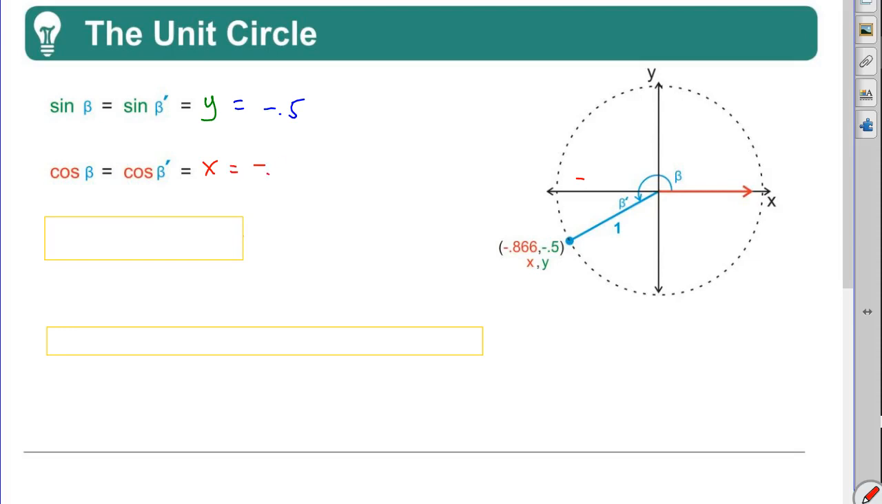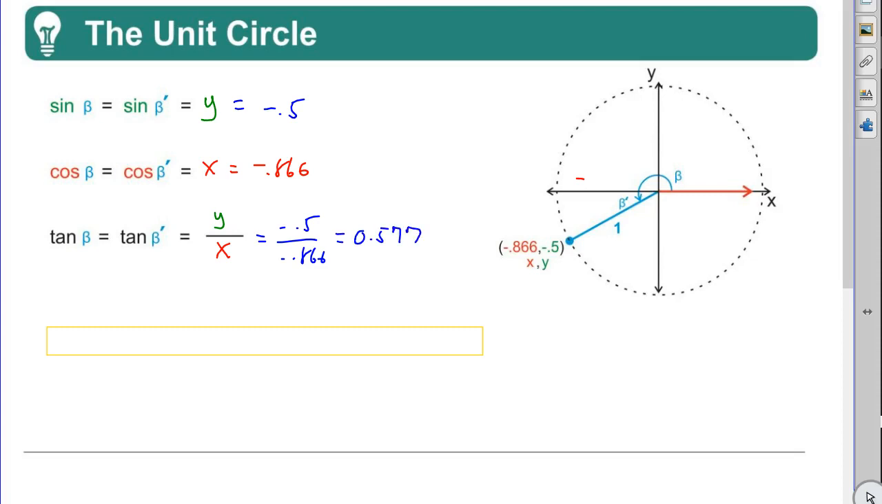And so what's the cosine? Negative 0.866. If we're going to do the tangent, so again, tangent of beta equals tangent of the reference angle, beta prime. And it's going to be the opposite, which is y, over the adjacent, which is x. So it's just y over x. So you're just going to do negative 0.5 divided by negative 0.866. And I'm just going to punch that out on my calculator. And that is 0.577. Some like to do their trig ratios to 3 places. Others like to do them to 4. And so whatever your teacher wants there.